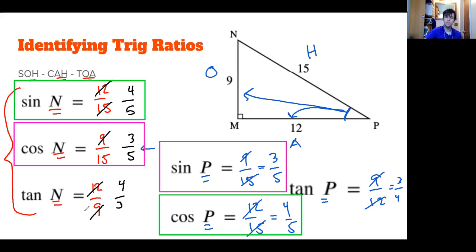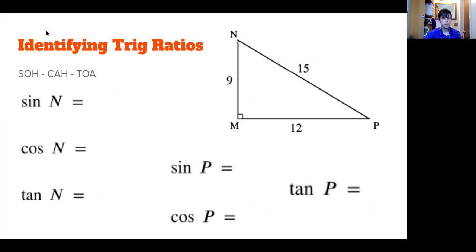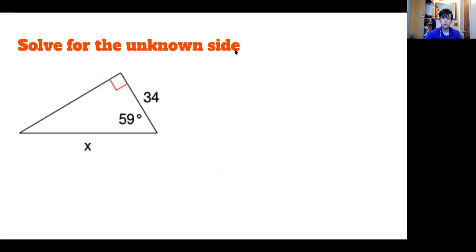Tangent doesn't use hypotenuse. It only uses opposite and adjacent. So when the opposite and adjacent switch, it just flips our fraction to its reciprocal. So instead of 12 over 9, we ended up with 9 over 12 because the opposite and the adjacent switched. Anyway, just knowing which ones are the same when we switch the angles is an important idea as far as trigonometry goes. All right, let's go ahead and move forward.